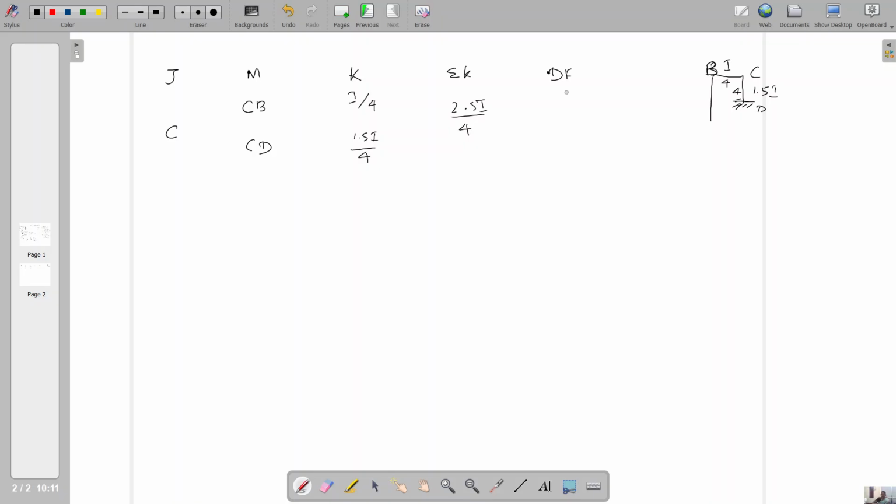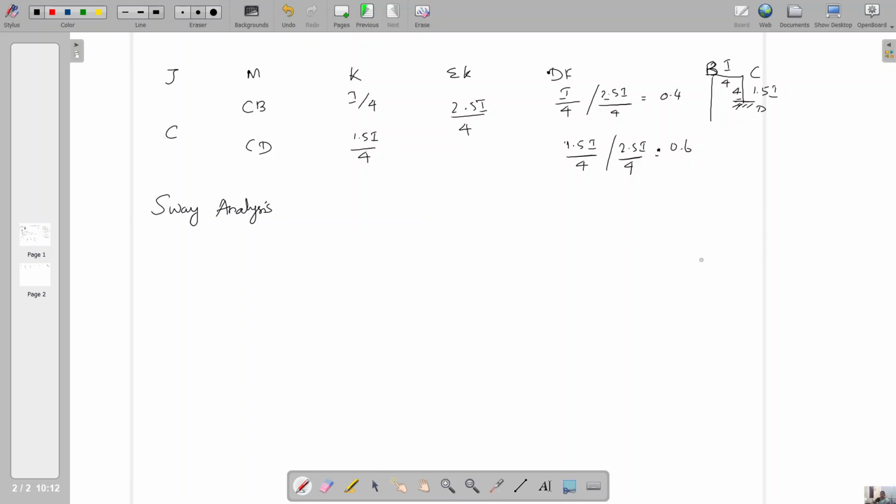And the individual distribution factor: I by 4 divided by 2.5 I by 4, and 1.5 I by 4 divided by 2.5 I by 4. So it will lead to the result of 0.4 and 0.6. The summation of distribution factor at the joint should be equal to 1. So 0.4 plus 0.6 equal to 1. So we have completed the distribution factor. Next one, sway analysis.